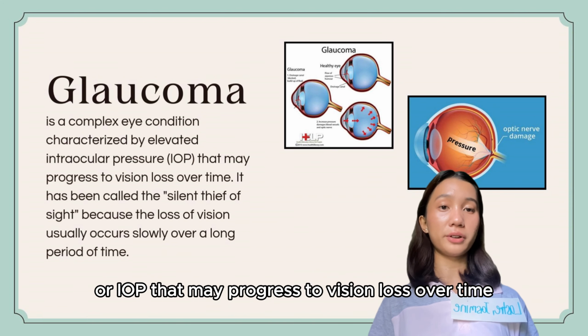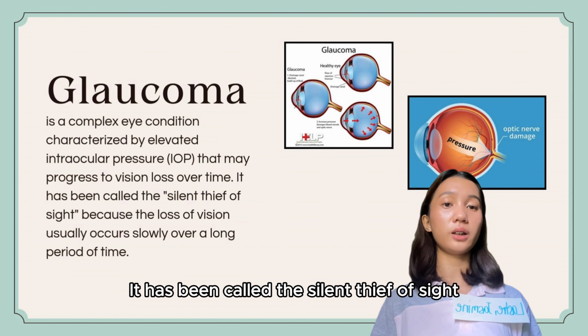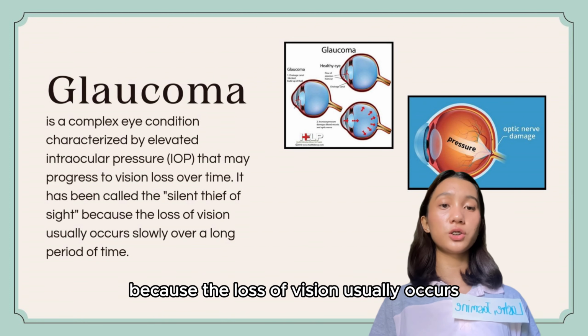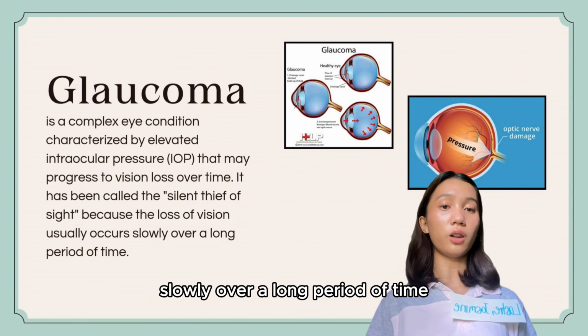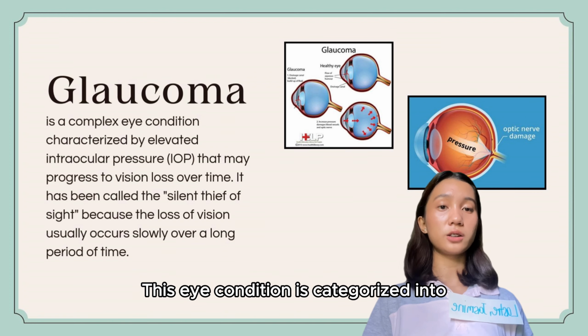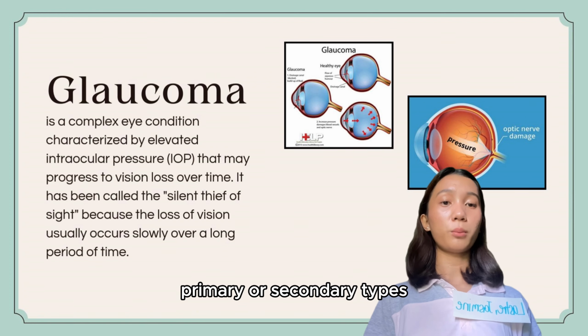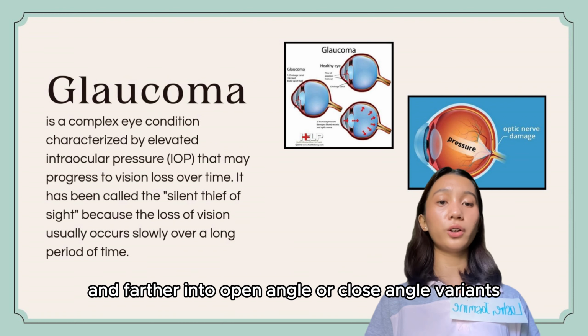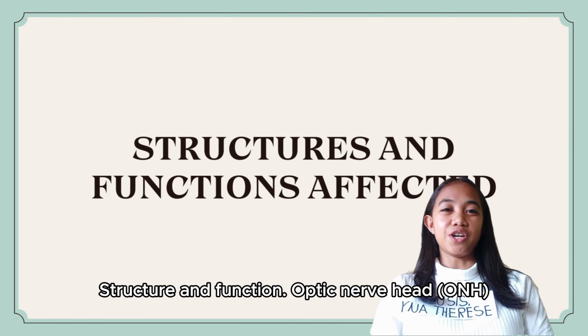Glaucoma is a complex eye condition characterized by elevated intraocular pressure, or IOP, that may progress to vision loss over time. It has been called the silent thief of sight because the loss of vision usually occurs slowly over a long period of time. This eye condition is categorized into primary or secondary types, and further into open angle or closed angle variants.